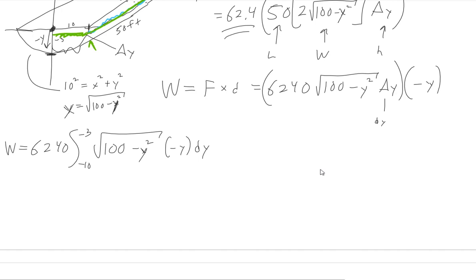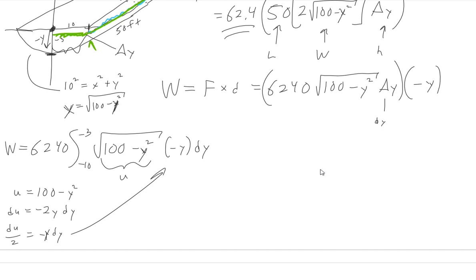Now, if I wanted to solve this, it is a little bit complicated. It's not just a standard polynomial. What I do notice, however, is that I could make this easier by doing a u substitution, saying u is 100 minus y squared. If that's u, then du is negative 2y dy. Well, I can figure that out as du over 2 is negative y dy, which is what I have right there. So I can set this up instead as all of this divided by 2, which is really going to influence the constant. So I'm going to introduce a division of 2 here to make 3120 times the integral of the square root of u du.